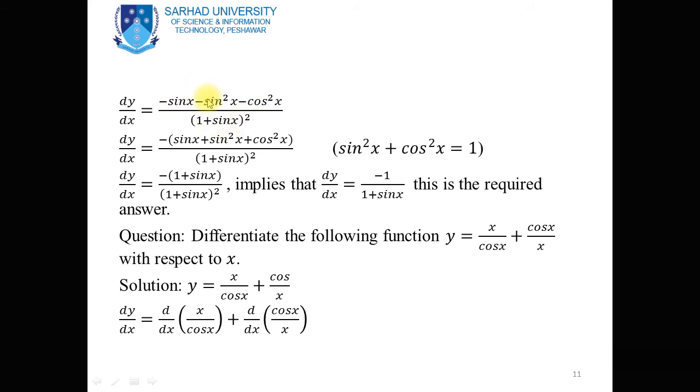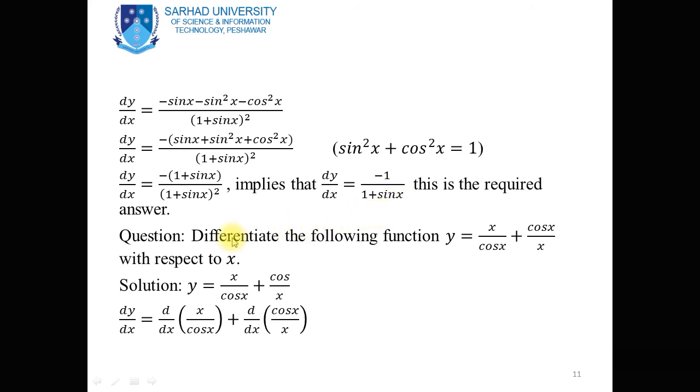Now taking common minus from these three terms, we obtain minus into sin x plus sin square x plus cos square x divided by 1 plus sin x whole square. So sin square plus cos square is equal to 1. Now the derivative of the function is equal to minus into sin x plus 1 divided by 1 plus sin x whole square. Now 1 plus sin x and 1 plus sin x cancel, and this implies that the derivative of the given function is equal to minus 1 over 1 plus sin x.